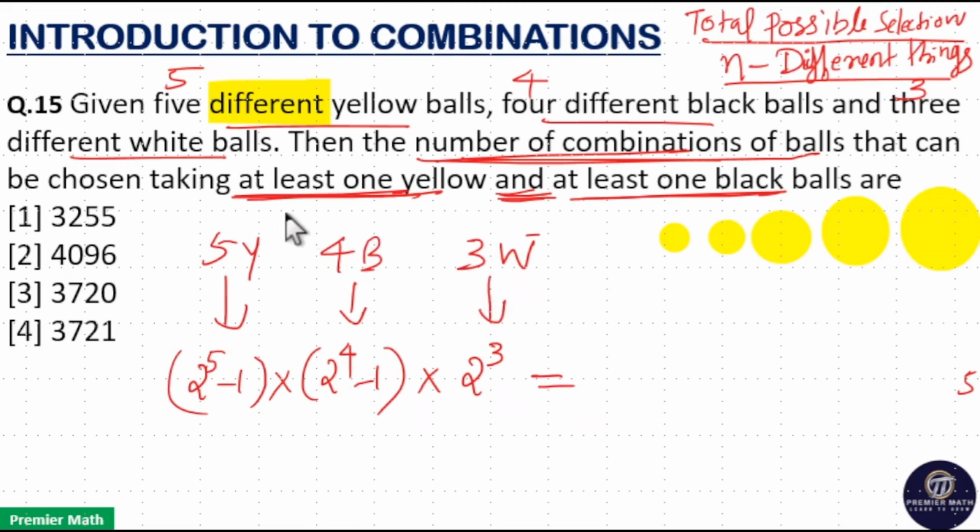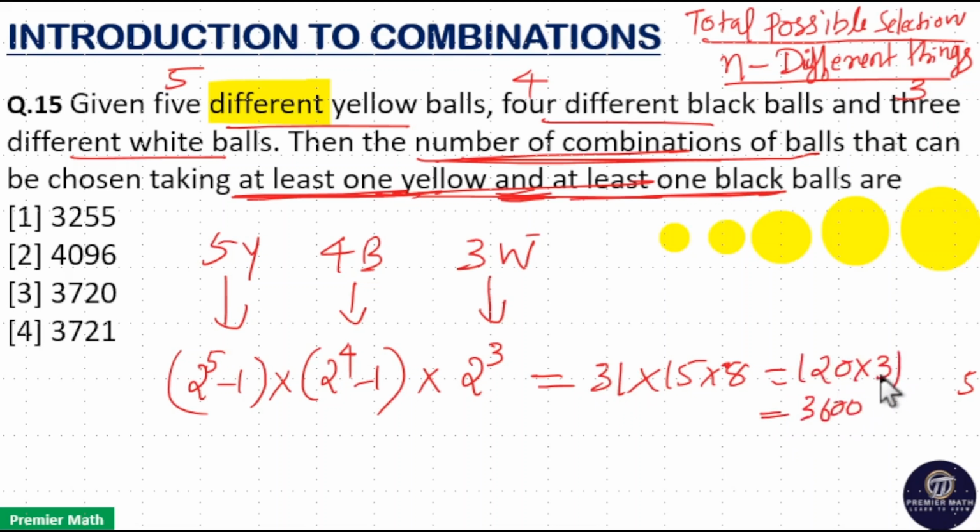So as per the condition, our answer is equal to 2 raised to 5 minus 1 into 2 raised to 4 minus 1 into 2 cube. 2 raised to 5 is equal to 32, 32 minus 1 is 31. 2 raised to 4 is equal to 16, 16 minus 1 is 15. 2 cube is 8. Now 15 into 8 is 120. 120 into 31 is equal to 3600, since 120 into 30 is 3600, plus 120, which is 3720. Option 3 is your answer.